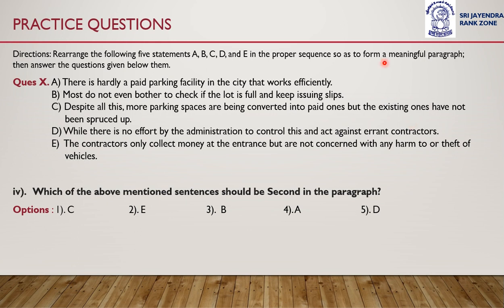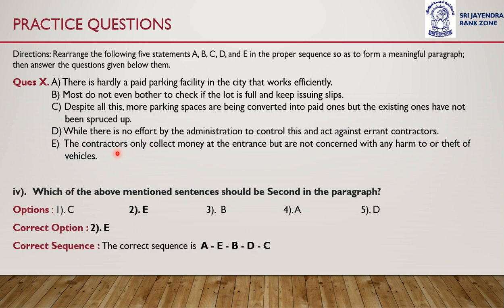Which of the above mentioned sentences should be second in the paragraph? What was the sequence? A, E, B, D, C. So our second sentence would be represented by E. Option 2, E is the correct option. The correct sequence is A, E, B, D, C.